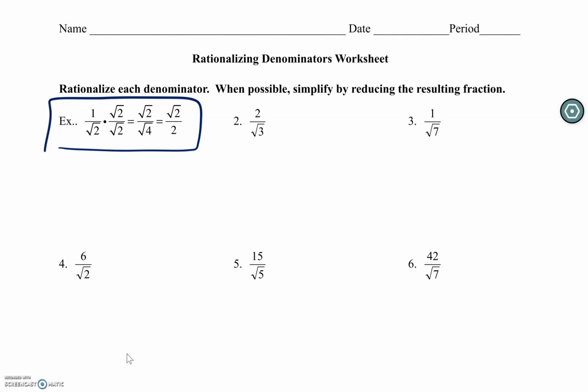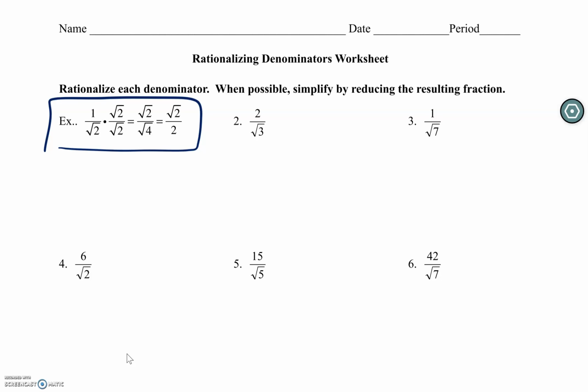So as you can see, they had the original problem, which was 1 over square root of 2. They multiplied it by the square root of 2 over the square root of 2. They got the square root of 2 over the square root of 4. The square root of 4 is a perfect square. It is 2, and that's your final answer. So we never want to end a problem with a radical in the denominator. So if we have a radical in the denominator, we are not finished.